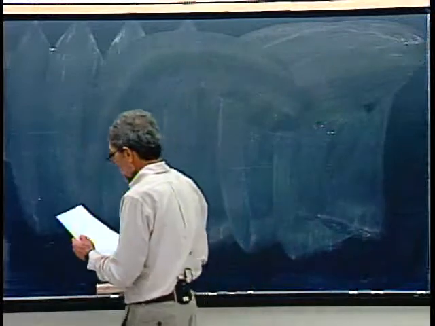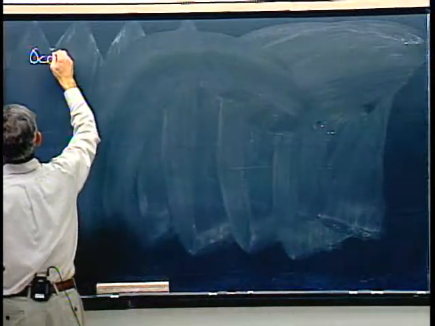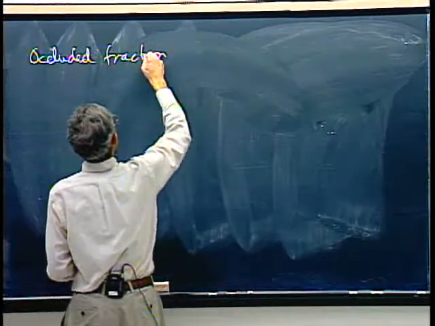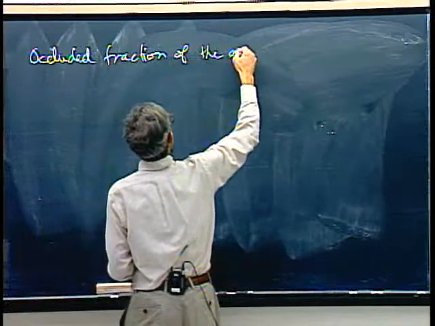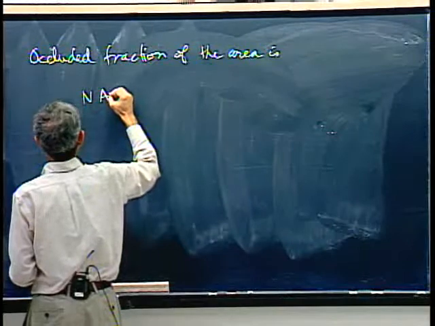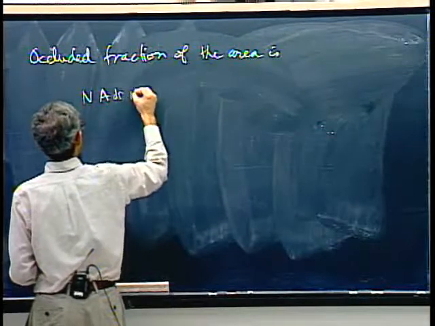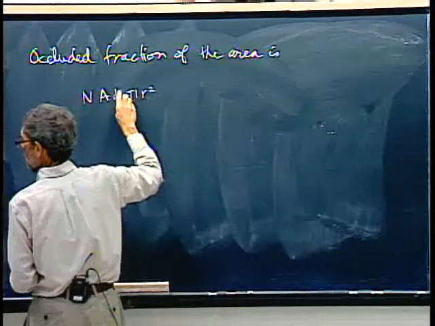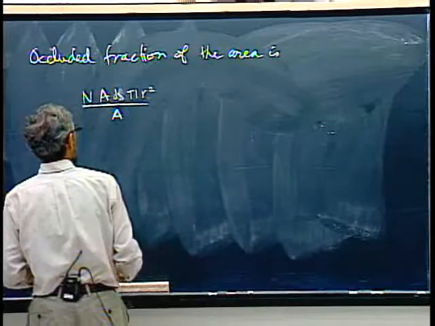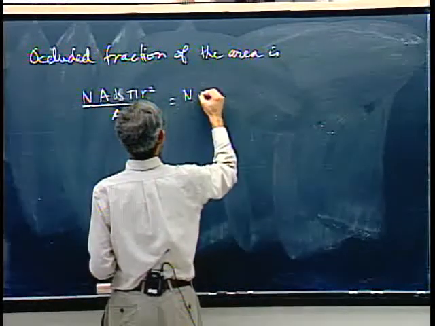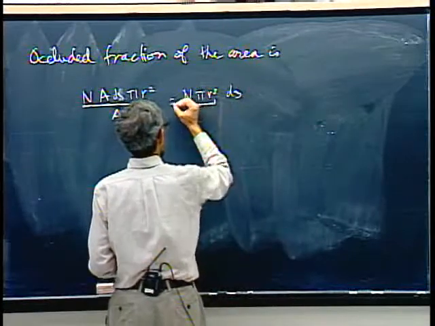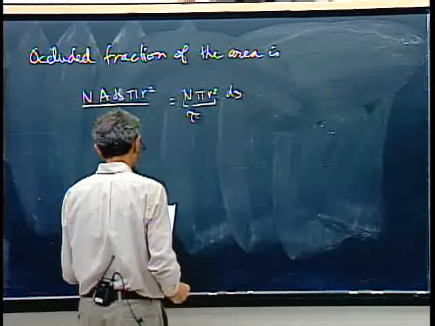So we can say the occluded fraction of the area is, what did I have? N A dr times pi r squared. This was my ds, right? Over A. So the A's cancel. And so it's N times pi r squared times ds. And this quantity is called tau. And it's called the extinction coefficient.